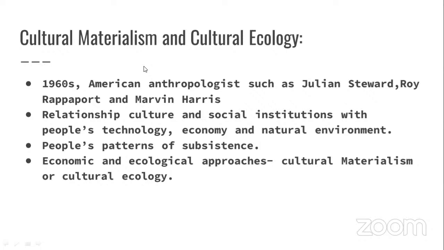In a particular culture in which people live, and the social institutions that exist within it, what is the relation with the general technology, the economy, and the natural environment? All of these factors together define the people's patterns of subsistence. So what is subsistence? Subsistence means how they feed, how they clothe, how they shelter, and otherwise provide for themselves.